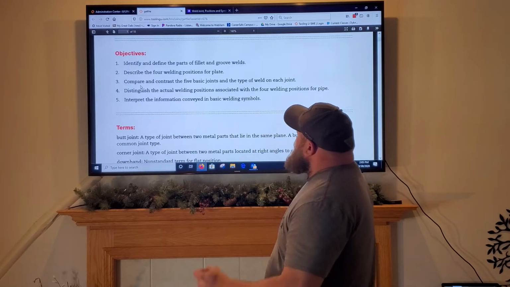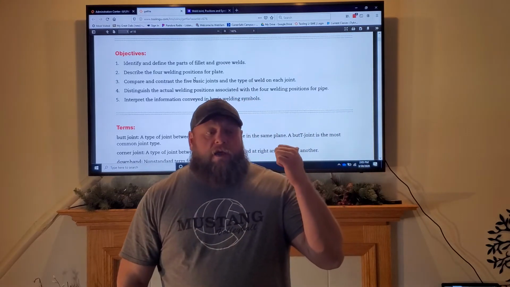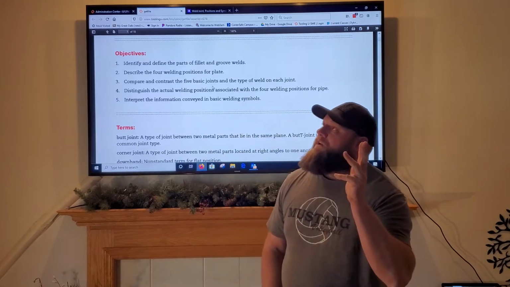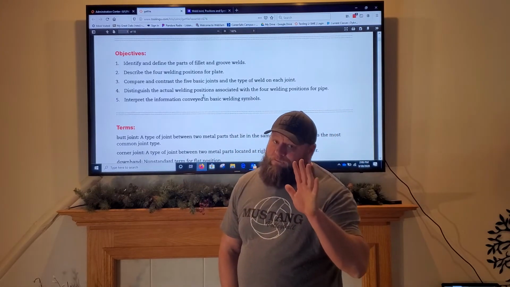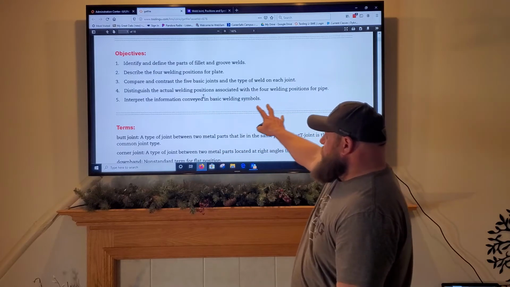So compare and contrast 5 basic weld joints. We did that too. We talked about a butt weld, corner weld, T-joint, edge joint, and a lap weld. So we identified those 5 basic joints and the types of weld each joint had.